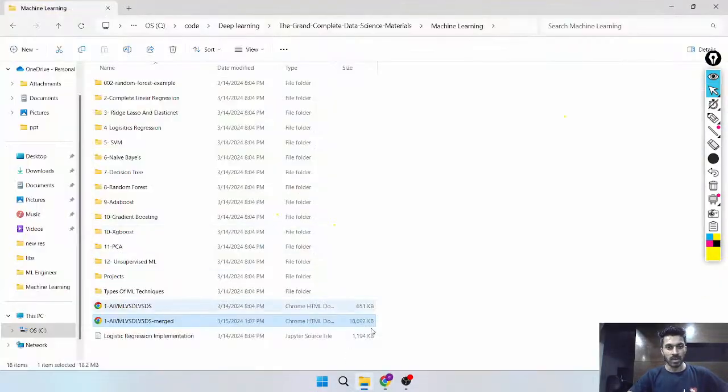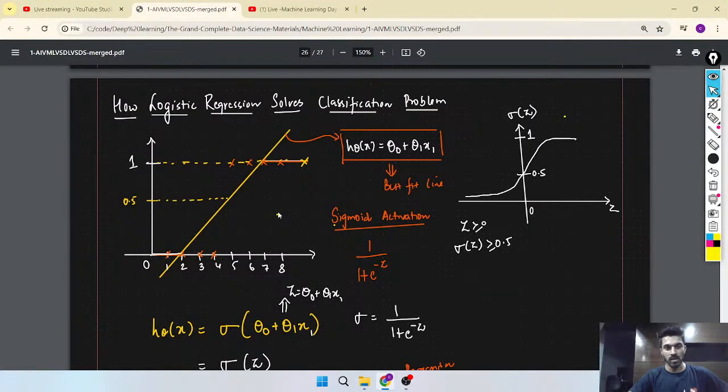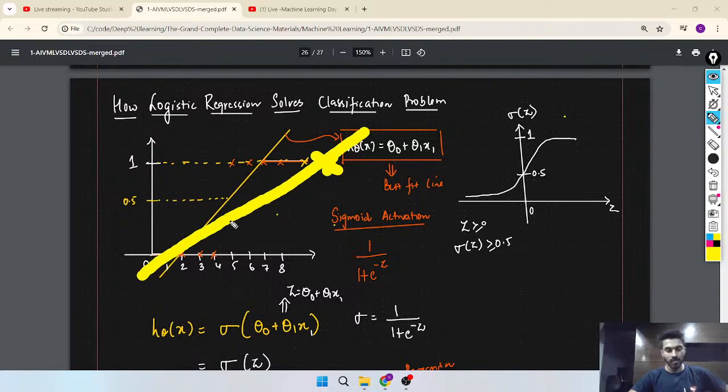Okay, so let's start our discussion. In logistic regression, we apply a linear regression line. Suppose this is the study hours: if you study less than 4 hours, you will fail, and if you study more than 4 hours, you will pass. But suppose you get an outlier. Due to this outlier, your line will be shifted like this.